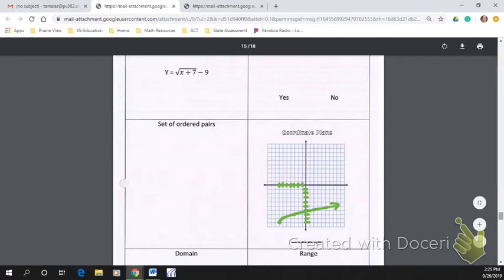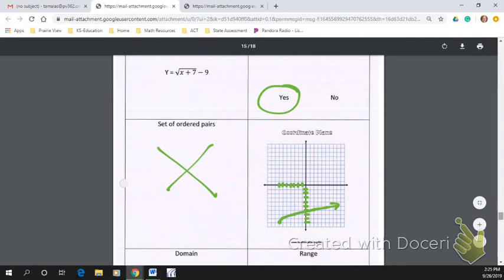Does it pass the vertical line test? Yes, so it's a function. Now if you were to put a plus or minus in front of this, that would mean to include the bottom half of the parabola, and then it would not be a function. So typically in a functions chapter, you're always going to see this with just a plus or just a minus. Okay, skip this set of ordered pairs for this one.